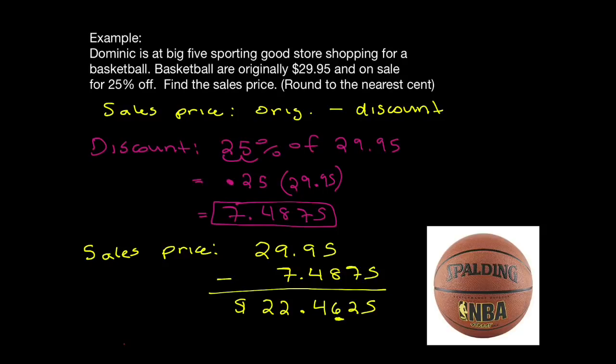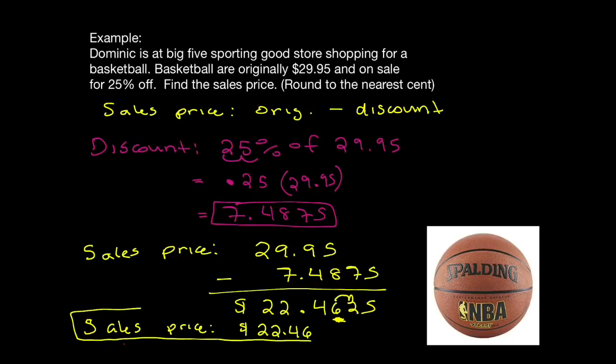Now, this is money, and anytime we have money, we're going to round to the nearest cent, which means we want to know, is this closer to 46 cents or 47 cents. Remember, money has 2 decimal digits. That's why we're looking at the 6, the second decimal digit. All right, we're going to go ahead and round. Since this number to the right of 6 is 4 or less, we're going to keep this at 46. So our sales price is going to be $22.46. This is our answer.